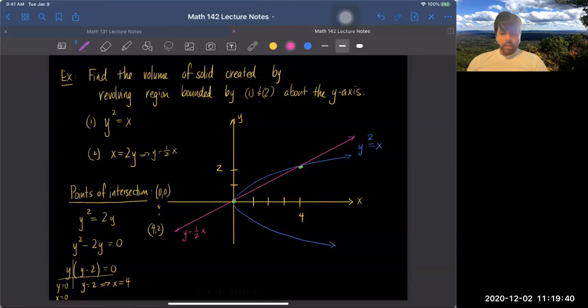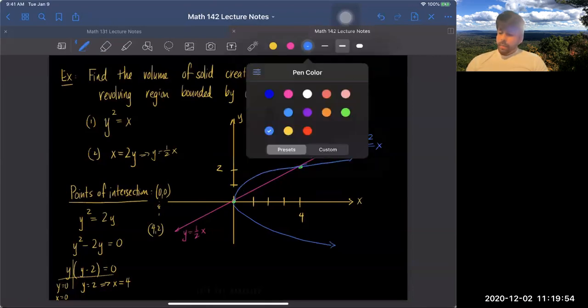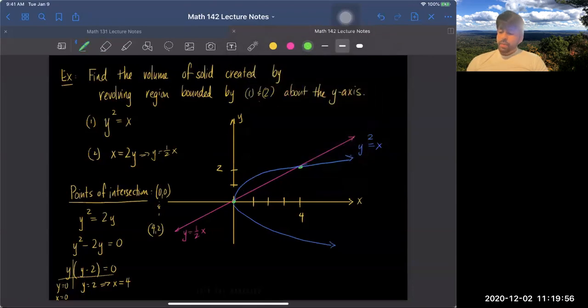Now what do I want? Just for the sake of this problem, I'm going to make this a little bit more exaggerated. Okay. So what do I want? I want to take the region bounded between these two graphs. And what is that region? It's this portion here, right?